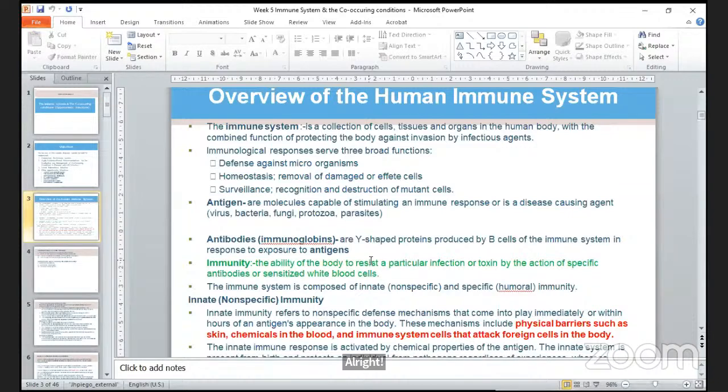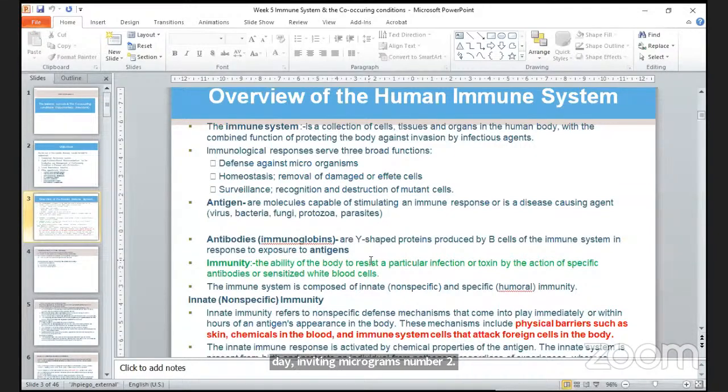Bullet number 2 there: we have what's called the immunological response, or the response that the body normally gives against diseases. We have 3 broad areas to consider. When the body is attacked by a disease, the response is 3 broad-based. We have defense against the microbe, where the body defends itself against the invading microorganisms. Number 2 is homeostatic function, or homeostasis.